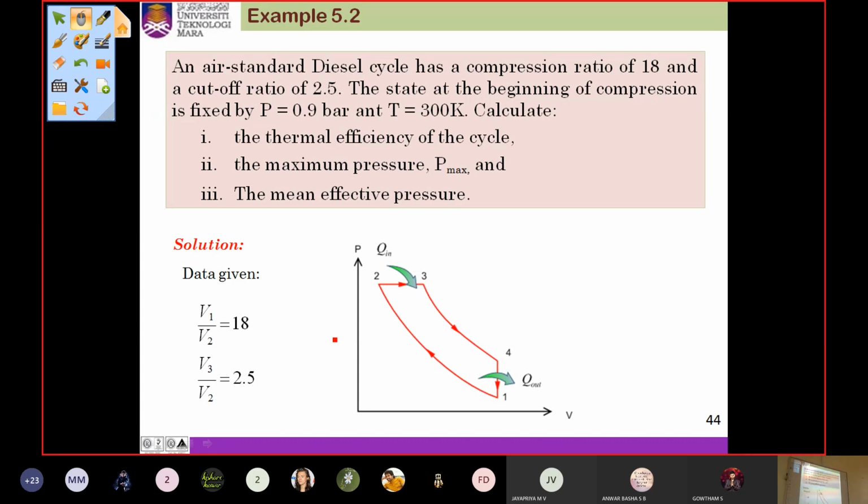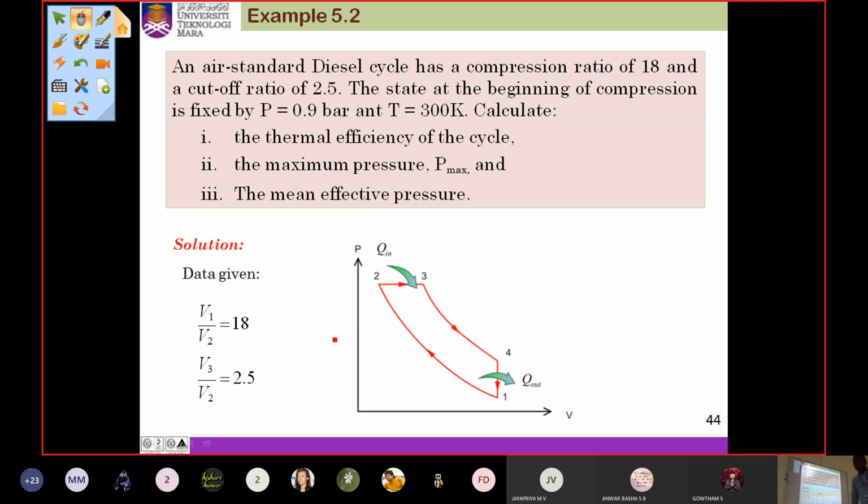An air standard diesel cycle has a compression ratio, that is r, given as 20, and the cutoff ratio 2.5, also rc is given. The state at the beginning of compression is fixed by P1 equal to 0.9 bar and T1 equal to 300 Kelvin. So they gave P1 and T1. Then we have to calculate the thermal efficiency of the cycle. And second, the maximum temperature T max, then the MEP, the mean effective pressure.